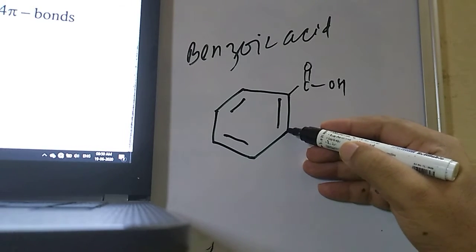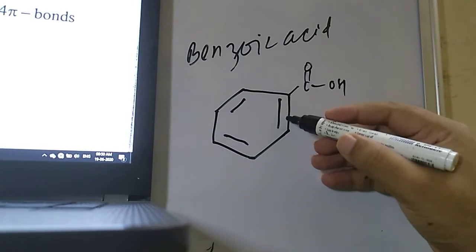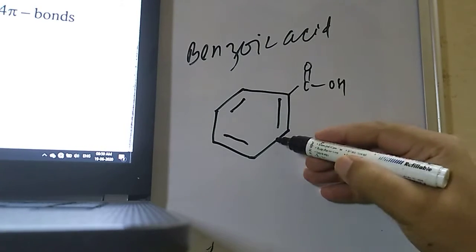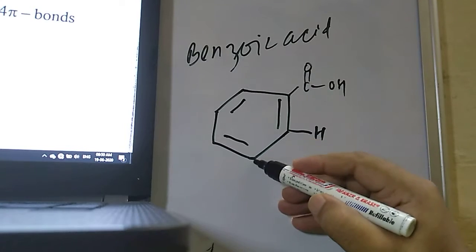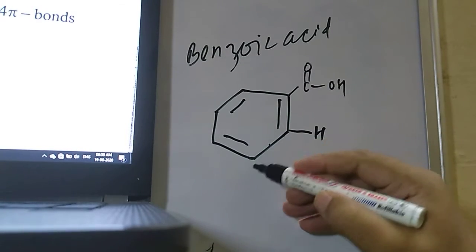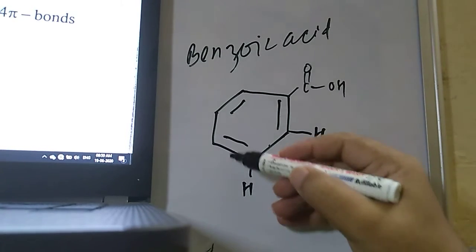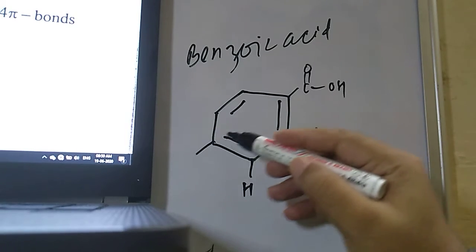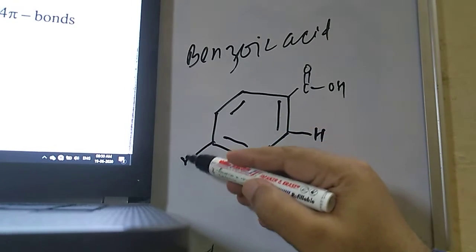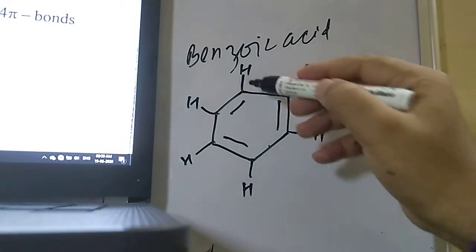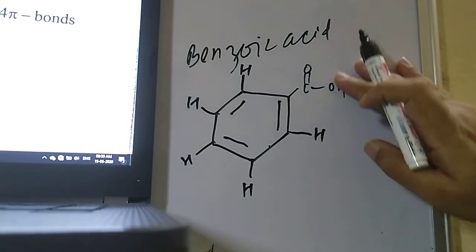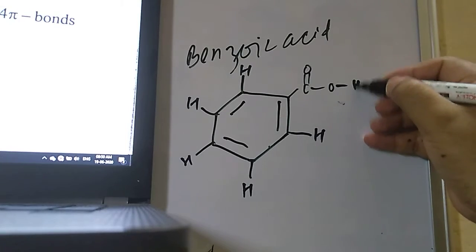So this is a corner carbon. Here you check how many bonds are there: 1, 2, 3. That means this position has 1 hydrogen. Then this corner: 1, 2, 3, so this position also has hydrogen. Talking about this one, 1, 2, 3, here is hydrogen. So all the positions have hydrogen, like this. And here is C double bond O, and here we can write H.